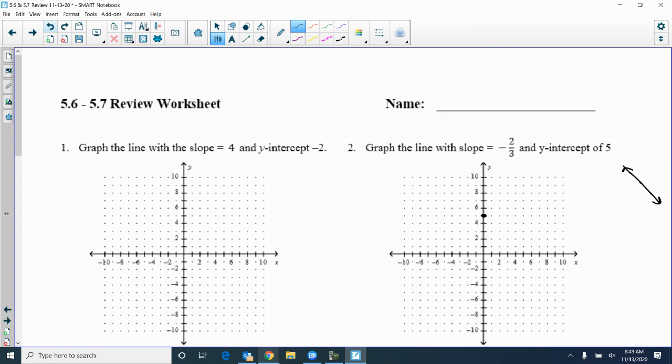Go up 2. The top number tells you how far to go up. The bottom number tells you how far to go over. Don't give me just 2 points. I want at least 2 above the point and 2 below it. So I'm going to go down 2 and then to the right 3. Down 2 and to the right 3. Now draw your line through those points. Make sure you put arrowheads on it.